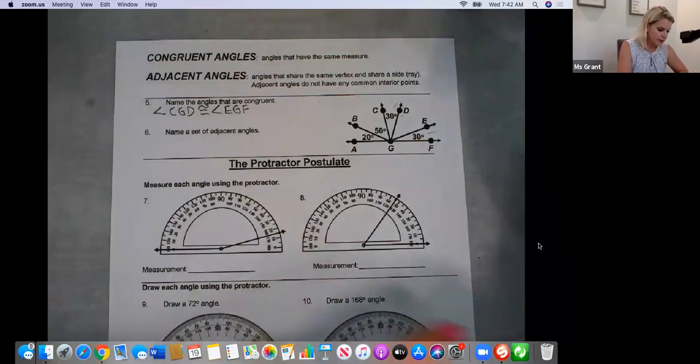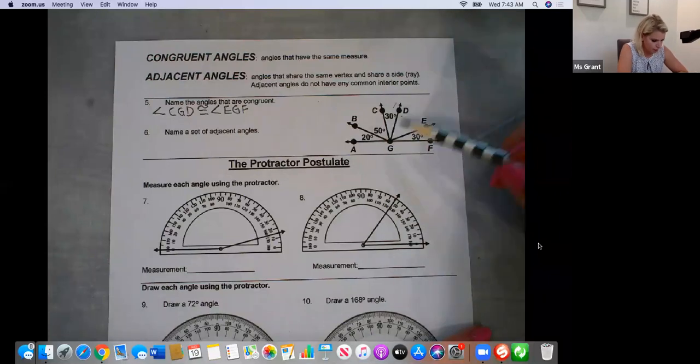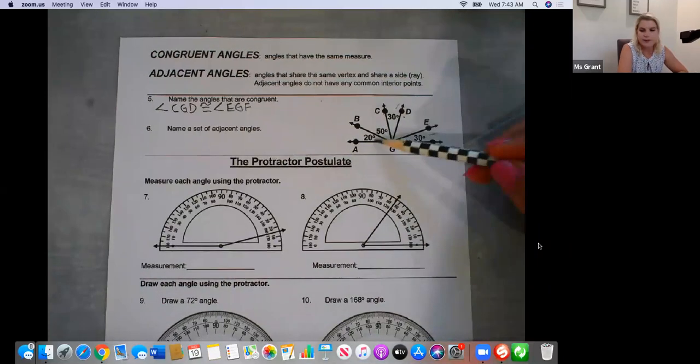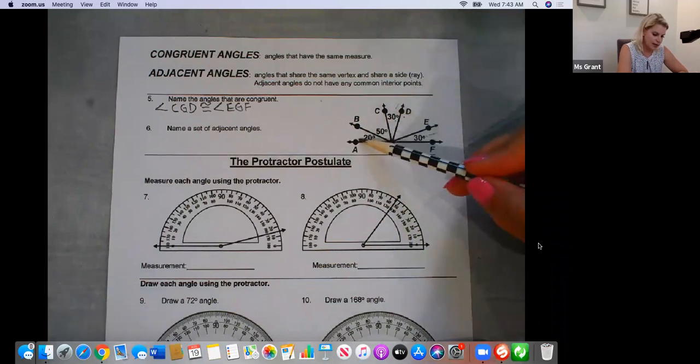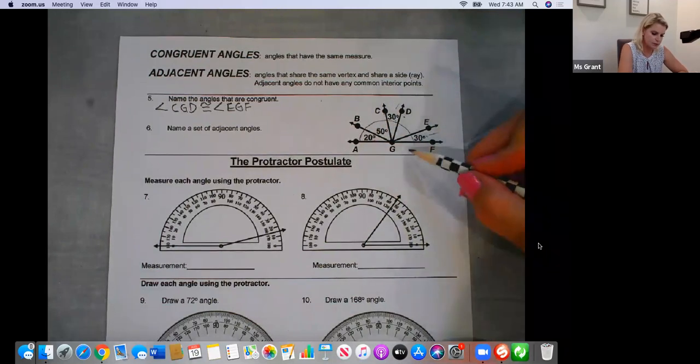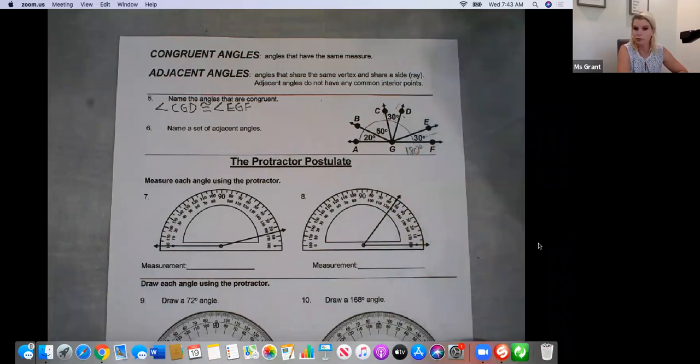Now, let's fill in this missing piece. 20 plus 50 is 70. Plus 100, plus 30 is 100. Plus 30 more is 130. So I know that this whole thing is 180 because it's a straight angle, a straight line. So what is this missing piece, DGE?